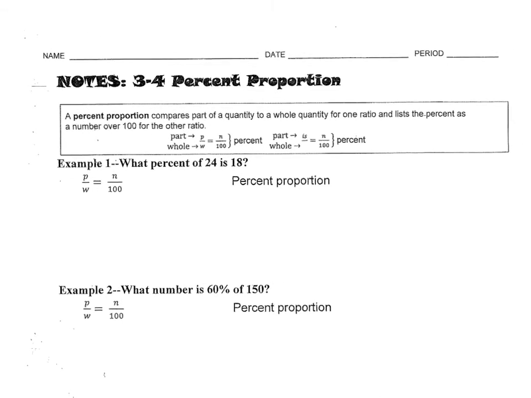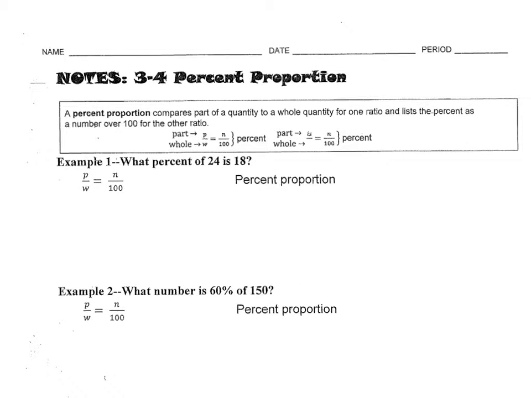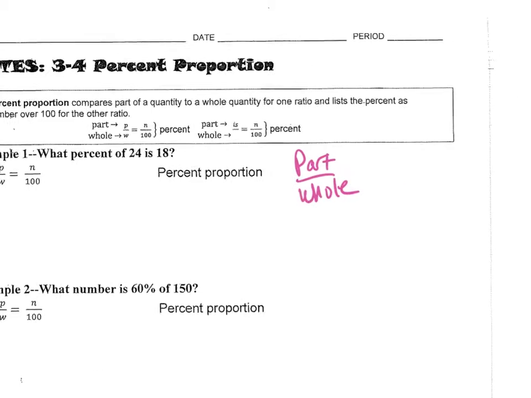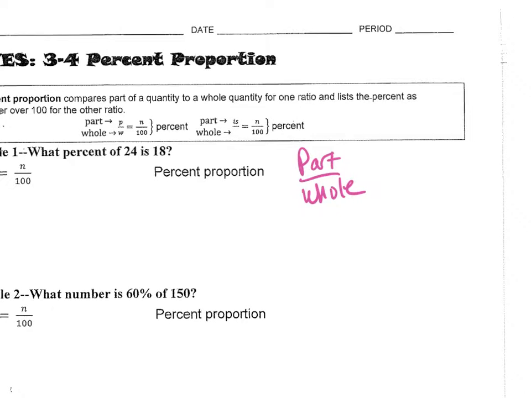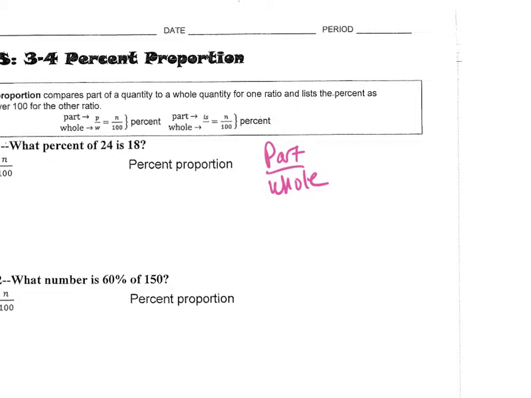Okay, so percent proportion compares part, a quantity, to a whole quantity for one ratio, and that's just what a proportion is, comparing one part to whole. And list the percent as a number over 100 for the other ratio. So part to whole, anytime we're talking about percent, it's out of 100, okay? So anytime we're talking about percent, that bottom number is going to be 100 because 100% is your one whole.